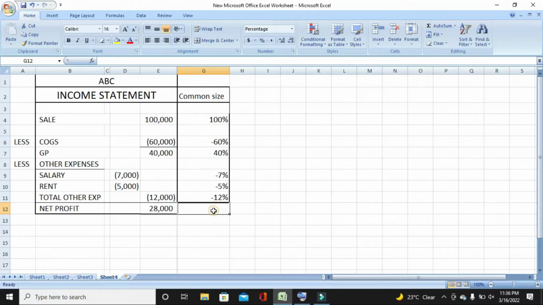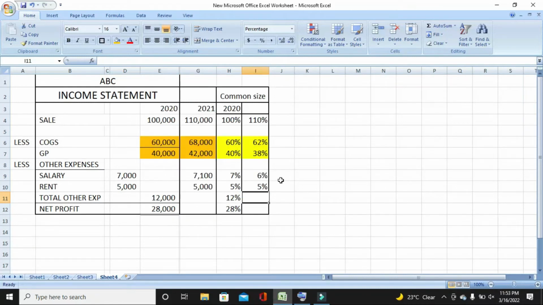So let's see the profit margin, how much profit we have earned against per rupee or per dollar of sales, or per 100 rupees of sales. For that we will divide this profit figure over our sales figure, and it is 28%. What does that 28% mean? If we have made sales of 100 rupees, out of that 28 rupees will be our profit.